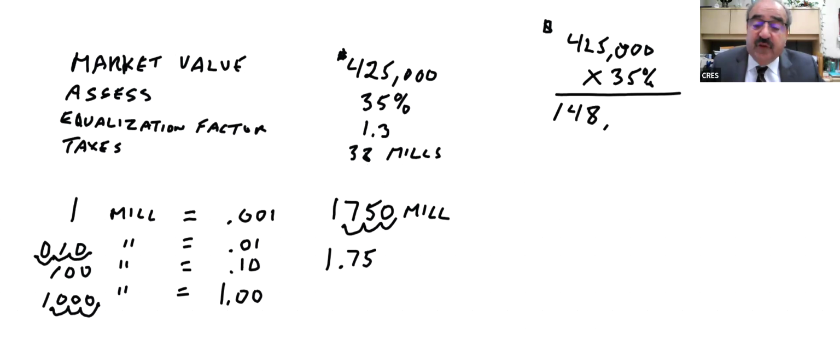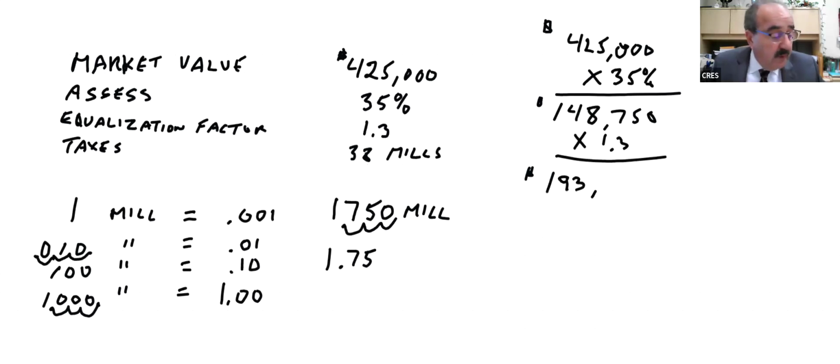Now we have an equalization factor of 1.3. So I need to take this figure, multiply it by 1.3. Remember, that's what makes property equal throughout the entire state of Illinois, which will give me an equalized assessed value of $193,375. Now, at this point, the taxes are 38 mills. I multiply this by 38 mills. 38 mills will look like 0.038.